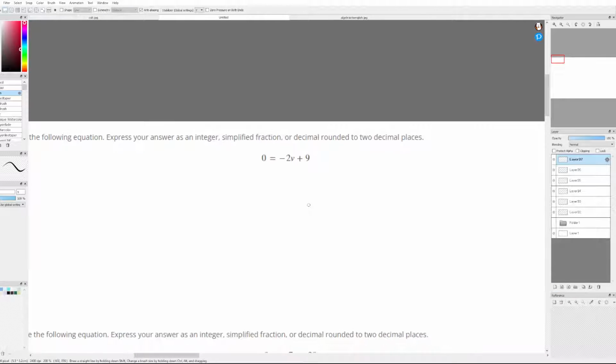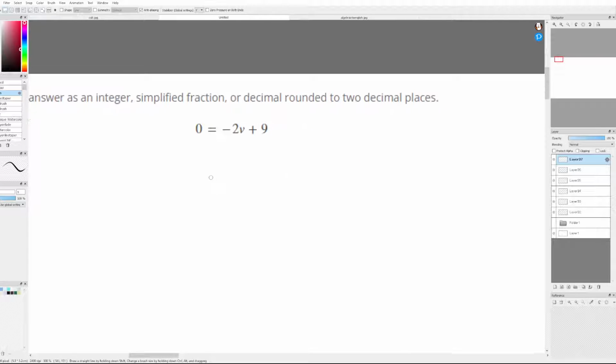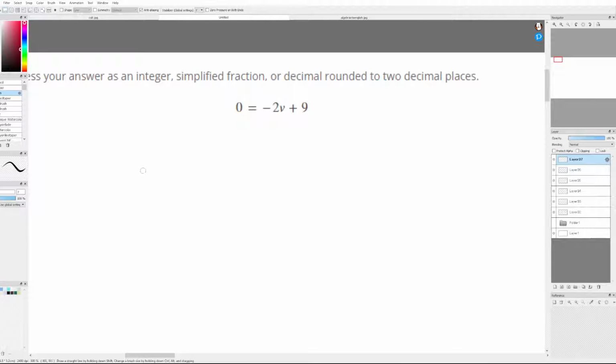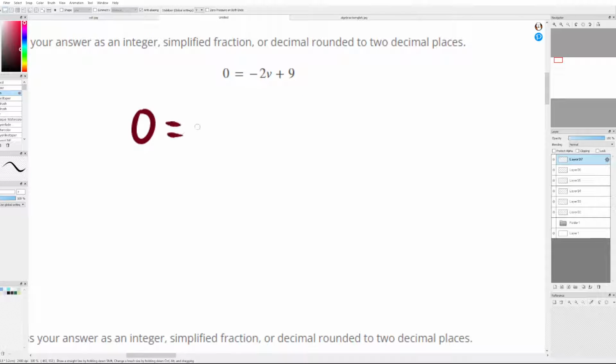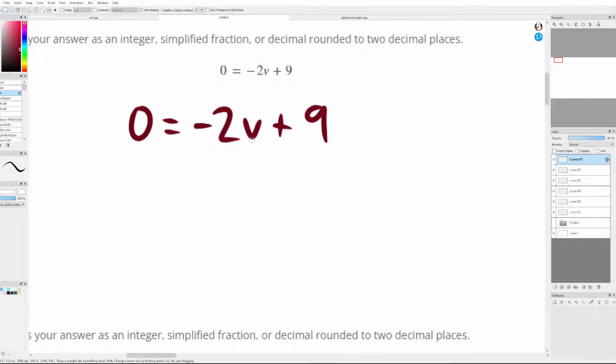So, basically what we're trying to do is solve for the variable. And we know that we're trying to solve for the variable because it is set equal to 0. Typically, when there is an equal sign, that means it can be solved. So we have 0 equals negative 2v plus 9. We want to get this variable by itself. To do that, we first want to get our different terms on opposite sides.